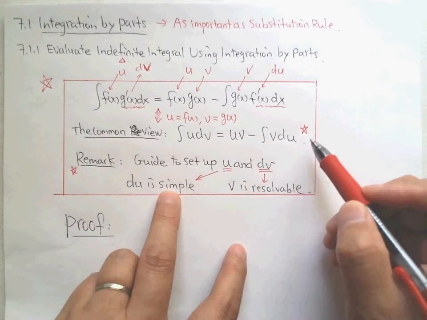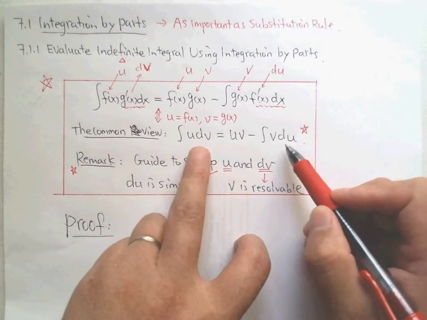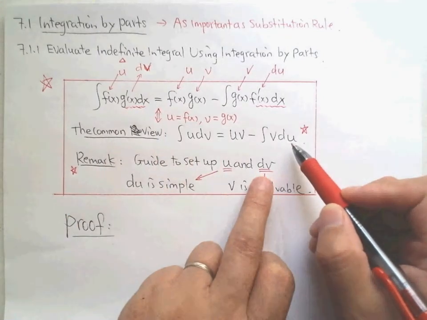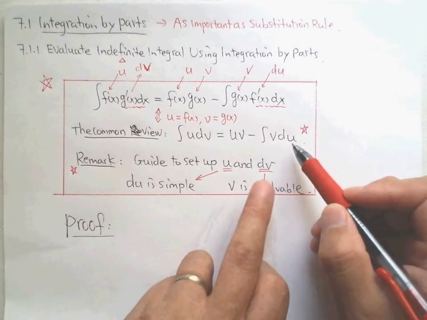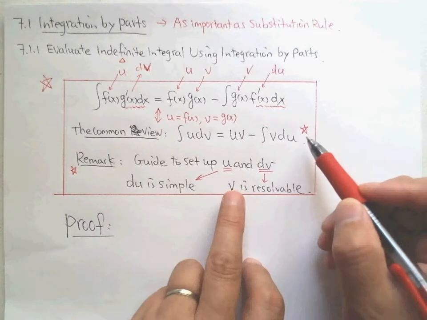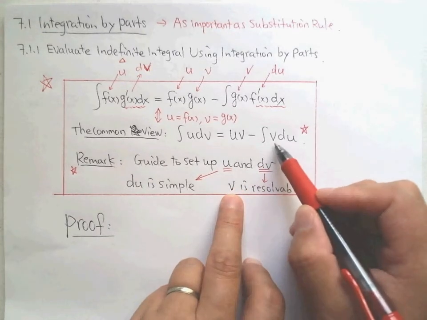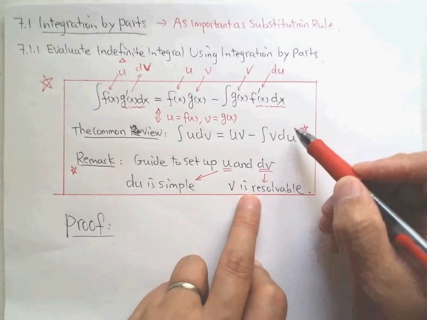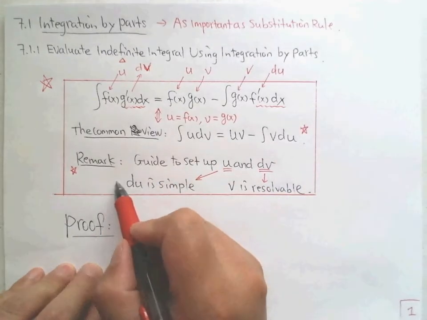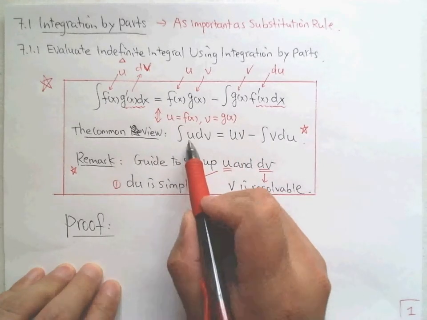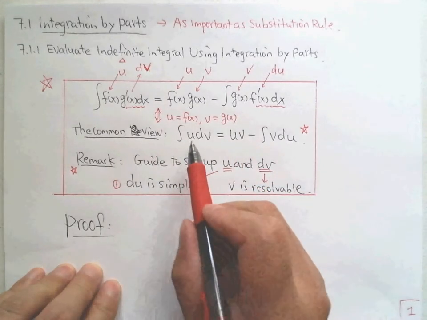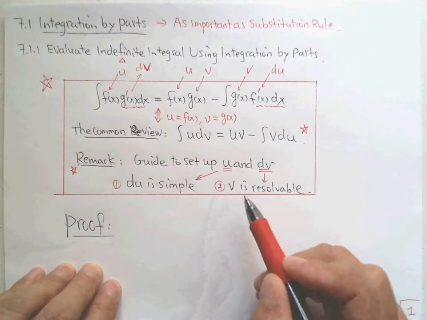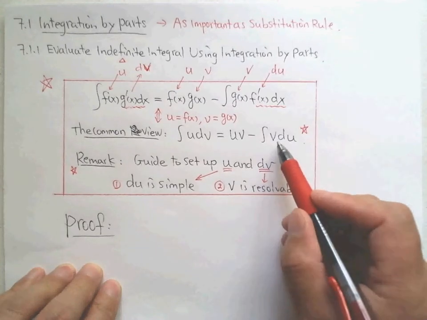The second: if we set up dv as a function, we need to solve for v, because here we need a v, right? If we set up dv, we need to solve for v. Usually we say v is resolvable. So we follow these two. First, when you set up u, du should be much simpler than the original u. Second, if you set up dv, you should be able to solve for v. Okay, v is resolvable. So that's all.